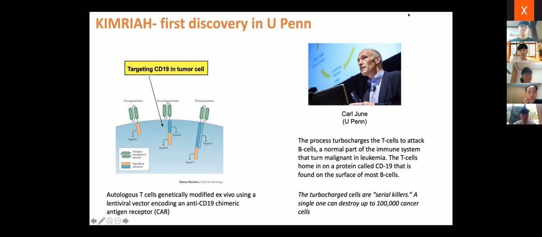As this professor names it, he told the media that these modified T cells are serial killers, because one single modified T cell can destroy up to 100,000 cancer cells. So it's a turbocharged T cell.